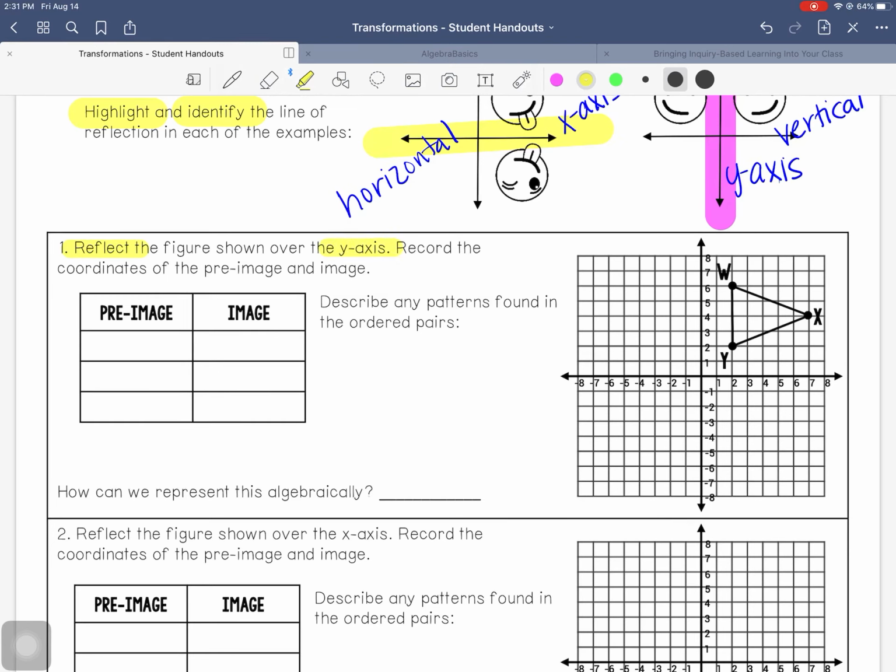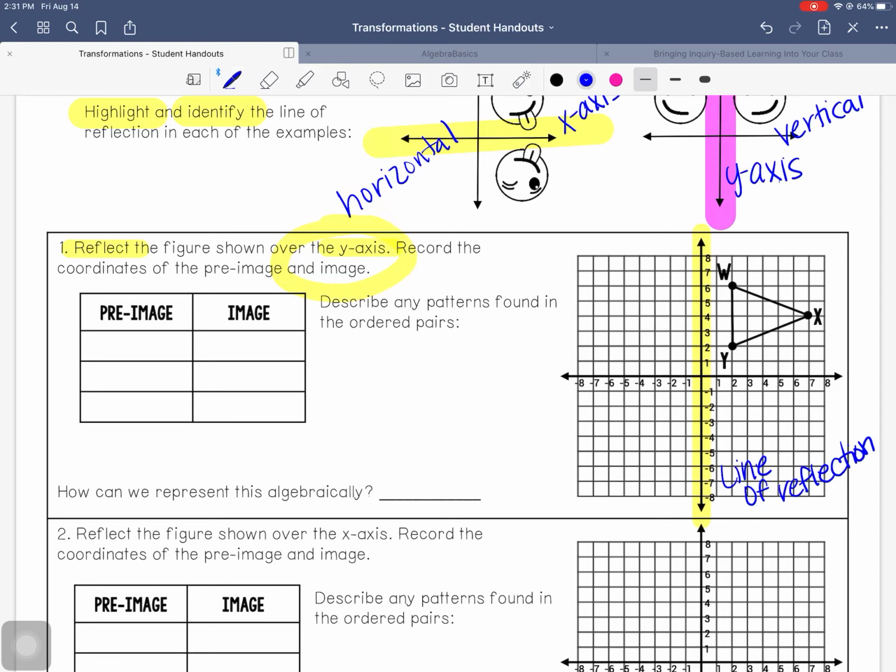If I was going to use the whiteboard that we gave you, I would originally draw the triangle with points W, X, Y. That will be our pre-image. And we have highlighted the x-axis because that is our line of reflection. I mean, y-axis, excuse me. I drew it right, said it wrong.